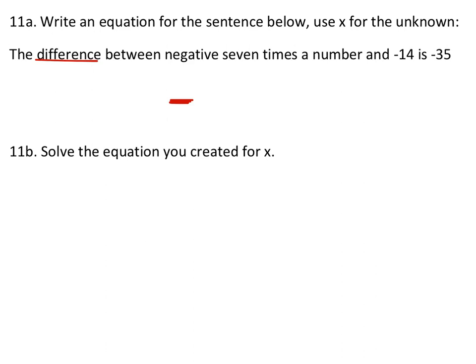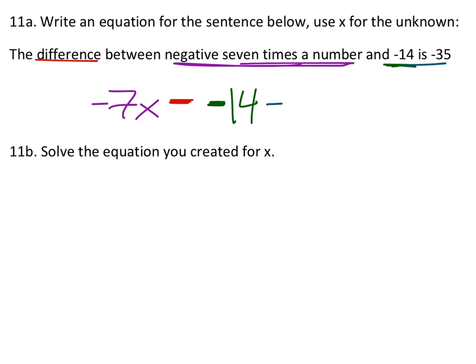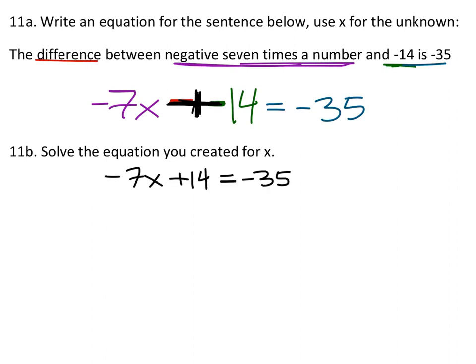What is it the difference between? Negative 7 times the number. So we'll write that in: negative 7 times the number, which we don't know, so we'll just say it's x. And 14. So that's our other part of that. It's a negative 14 actually. Then this equals negative 35. So that's the equation for it. I'm actually going to change this to plus right here because it's minus a negative. And that sets up the equation for us.